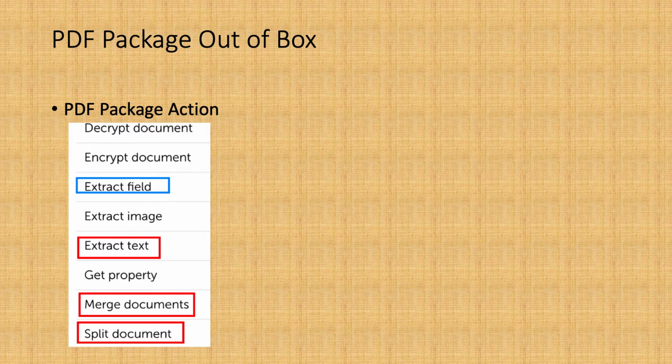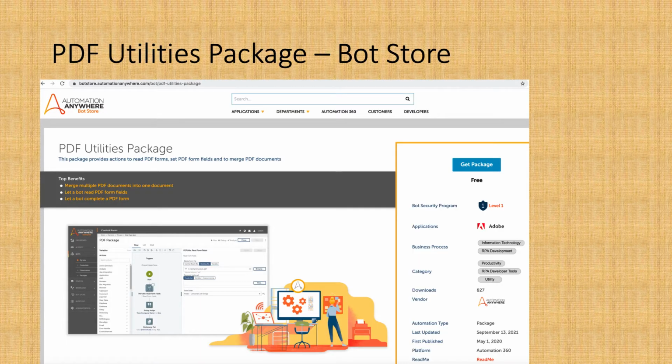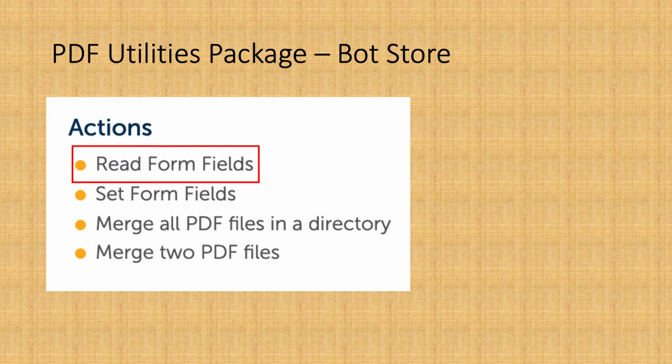So we'll see the PDF utilities package, which has useful commands that we'll be using. As you know, the PDF utilities package is available in the Bot Store. It's provided by Automation Anywhere, and either you can connect your control room directly to the Bot Store, or you can download the package and upload it in your control room. It has various commands which are useful, including read from fields, set form fields, merge PDF, merge two PDFs. We're focusing on the first of those, read from fields. It will read the fields from a form in a PDF document.